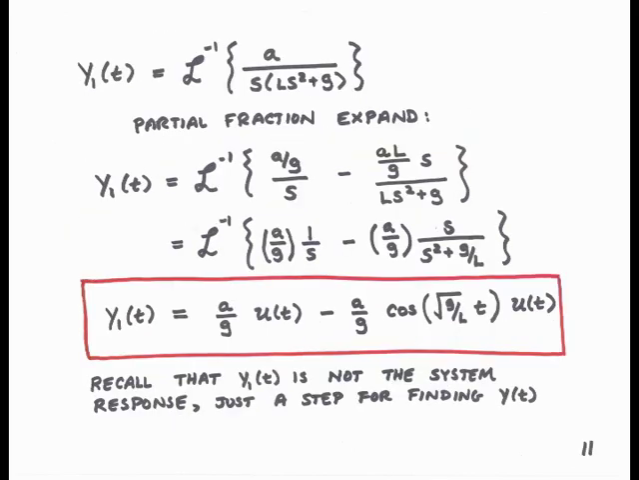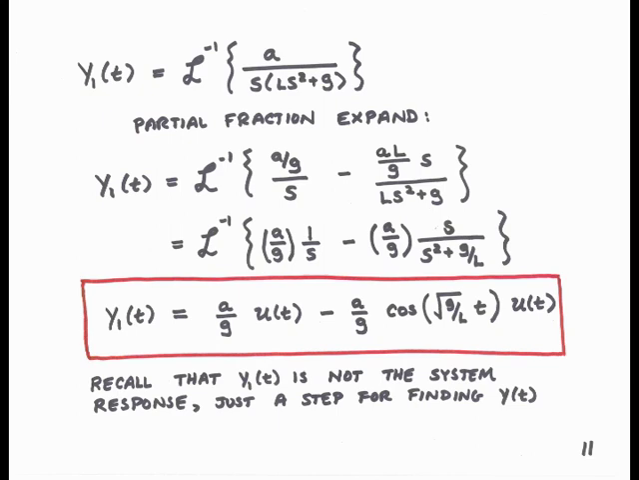This is not difficult to do. We'll partial fraction expand, and it will become a over g times 1 over s, minus a over g times s over s squared plus g over L. We're now ready to go to the Laplace transform table to do the inverse transform. And we'll find y1 of t is equal to a over g u of t, minus a over g cosine of square root of g over L t, u of t.